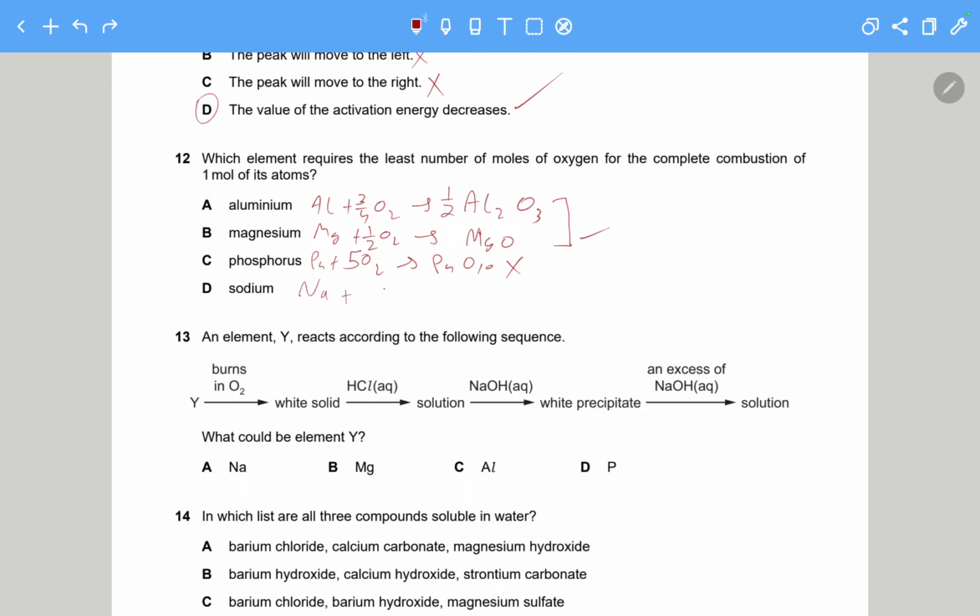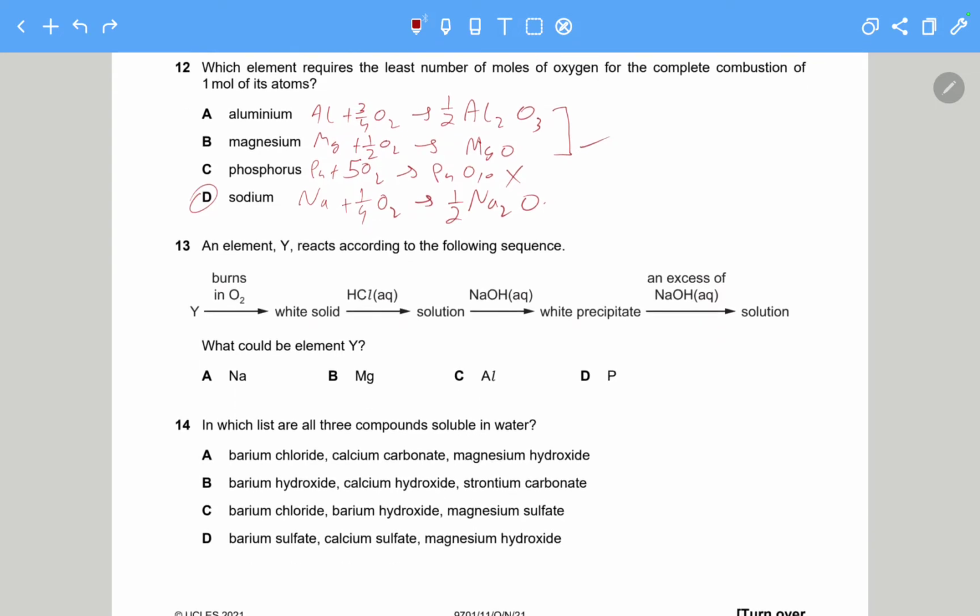Na plus something O2 gives something Na2O. 1 mole of sodium, so we put half here. And then we have half oxygen on the right, which means we need 1/4 over here because 1/4 times twice is half. So sodium wins because it uses the least amount of oxygen.